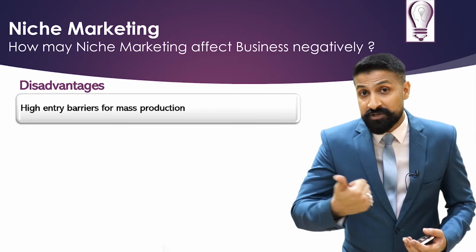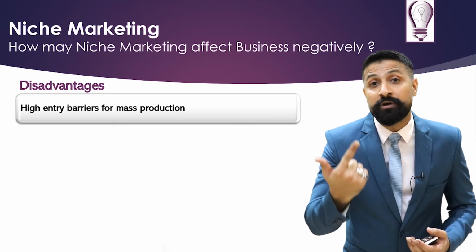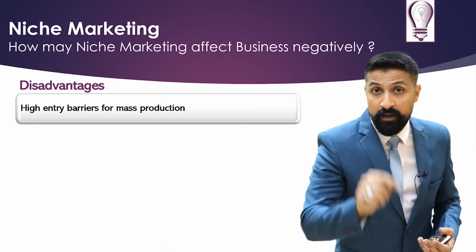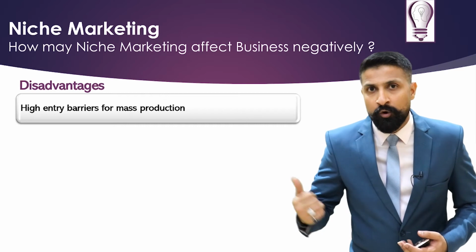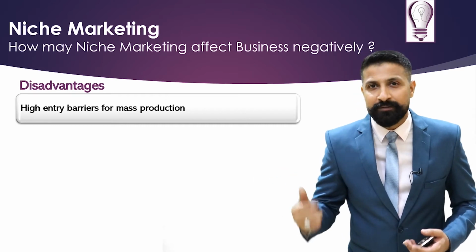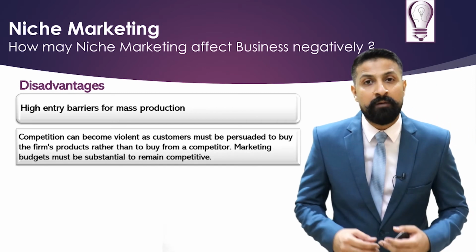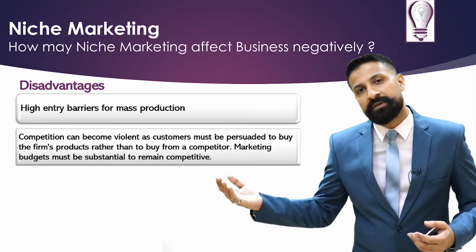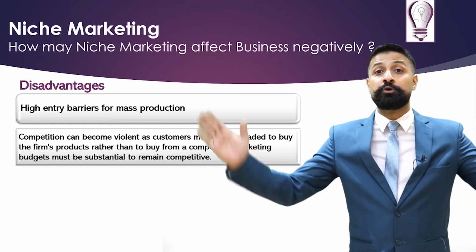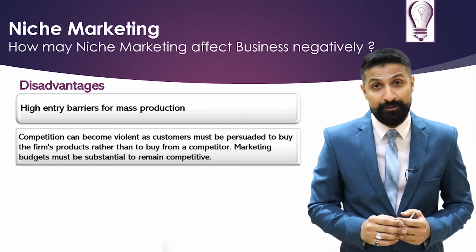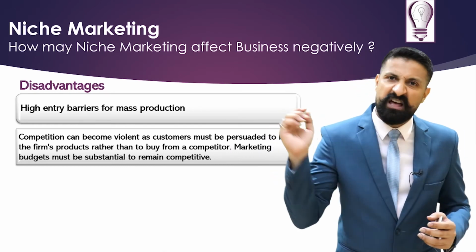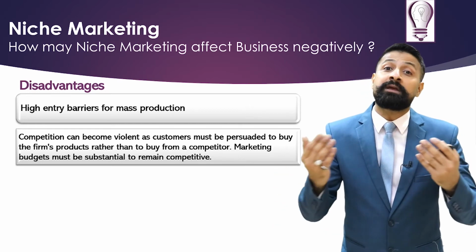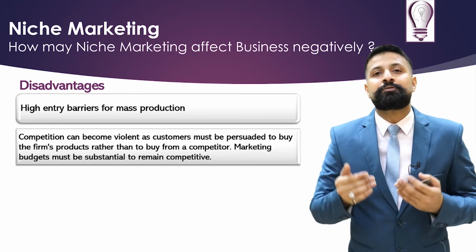And the giants which are already operating in mass marketing are already enjoying economies of scale. Their per unit cost is already too low. It's extremely difficult for you to compete with their cost of production. Getting my point? So first and foremost, barriers to entry. Another one: competition can become violent as the customer must be persuaded to buy the firm's product rather than to buy from the competitor. Yes, and for that, you need to have a huge marketing budget so that you can spend a lot on marketing. And then you can persuade your customers. You can bring the loyal customers of another brand to your brand.